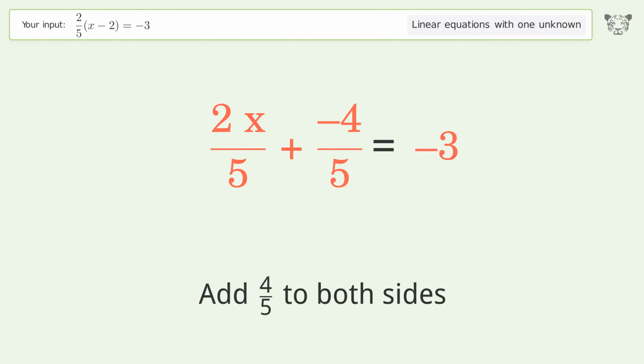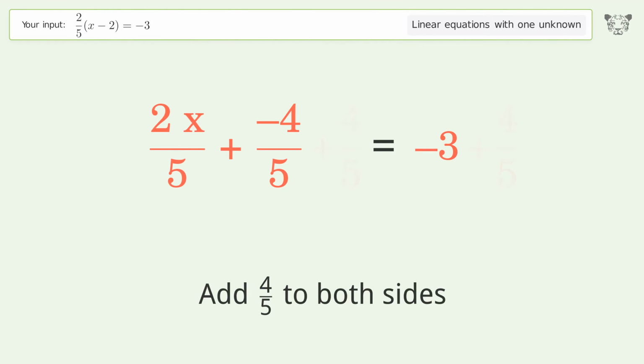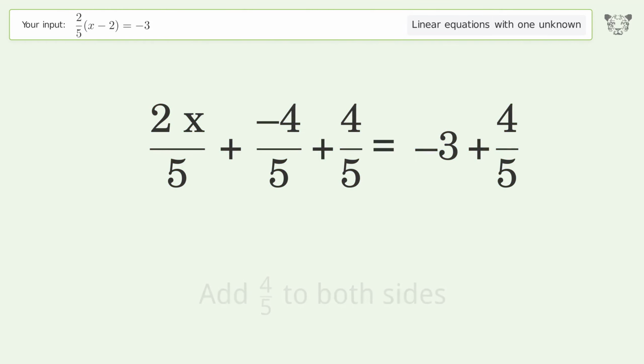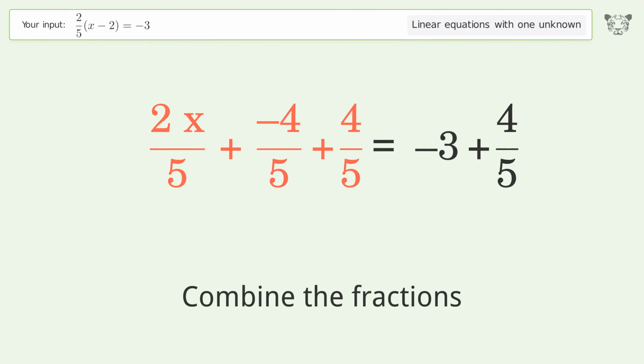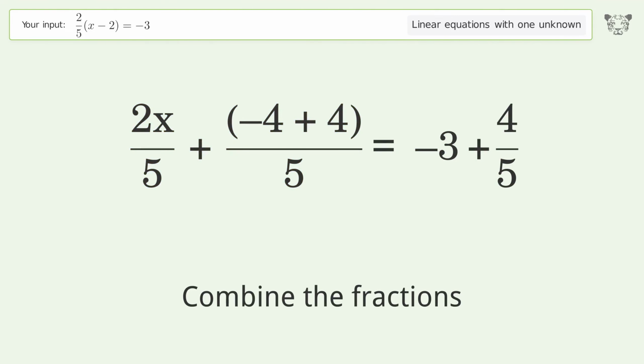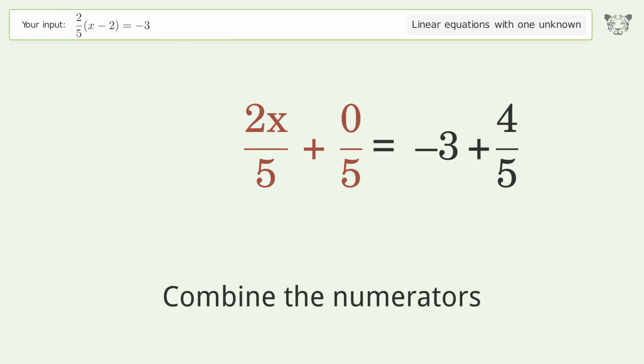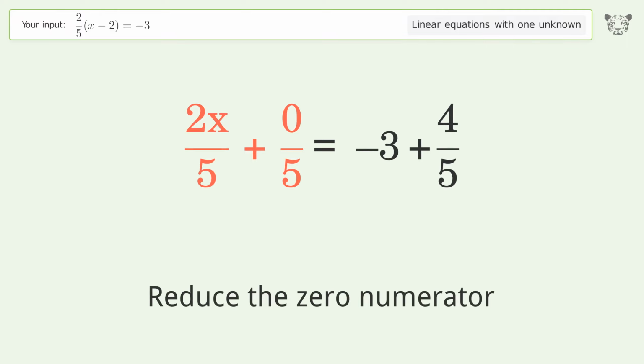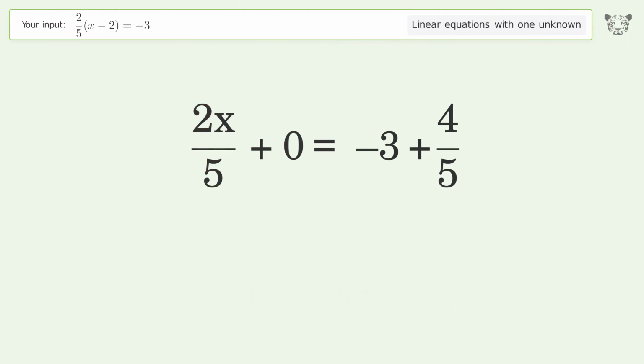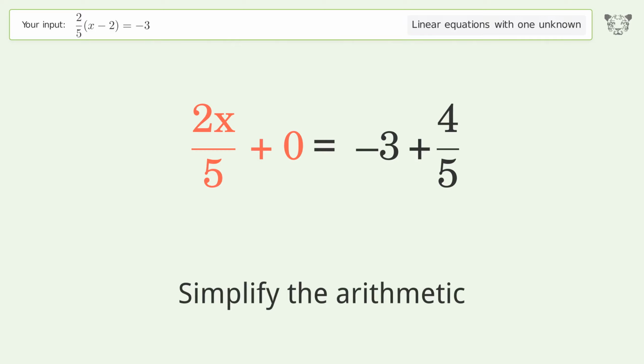Add 4/5 to both sides. Combine the fractions. Combine the numerators. Reduce the zero numerator. Simplify the arithmetic.